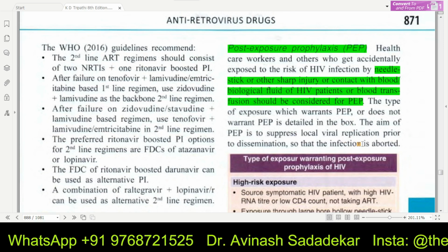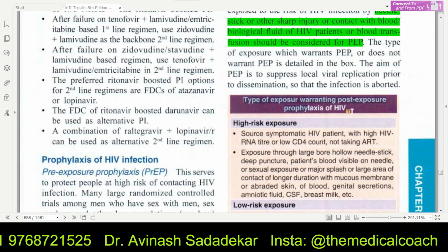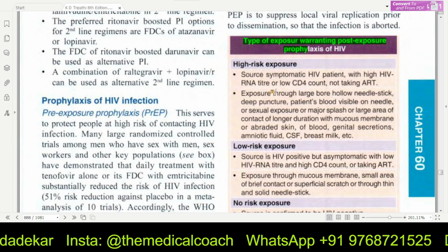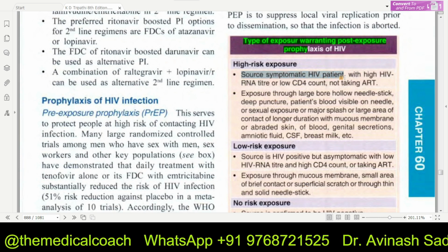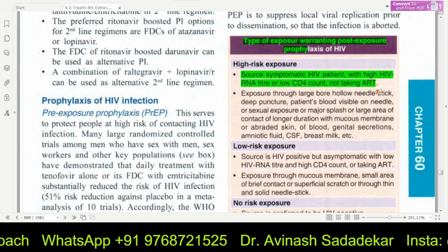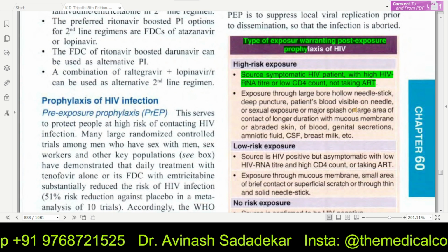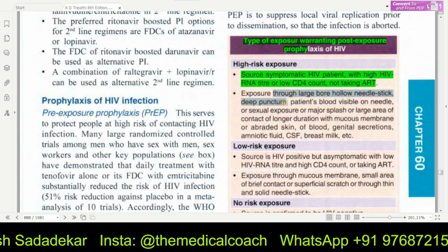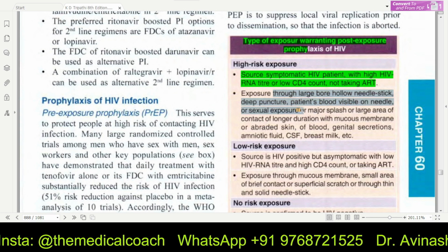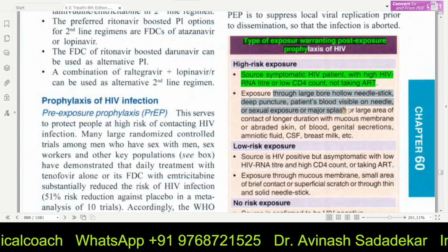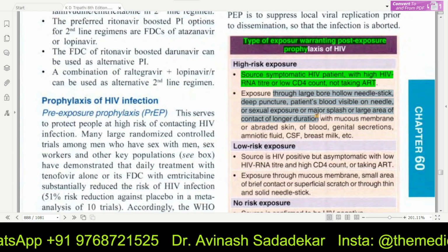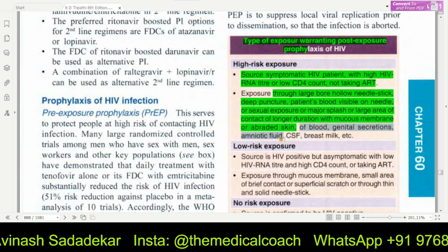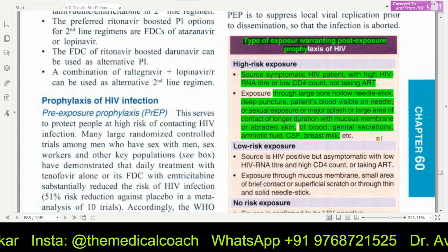Okay. Now, who to give and who not to give is given here. High risk, low risk, no risk. Okay, this is important. Please do this. High risk people are people who are HIV positive, not taking antiretroviral treatment, or they have high RNA titer or low CD4 count, and the exposure was through a hollow, large bore needle. Deep puncture was there, there was patient's blood visible on the needle, or there was a sexual exposure, major splash or area of contact of longer duration with mucous membrane or abraded skin of blood, genital secretions, amniotic fluid, CSF, breast milk, and so on and so forth.